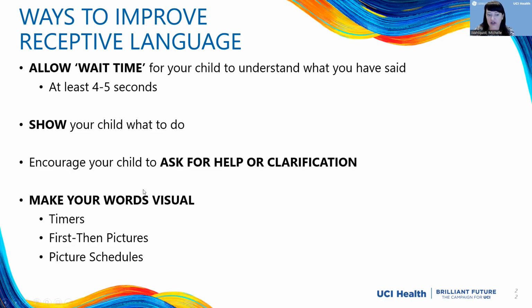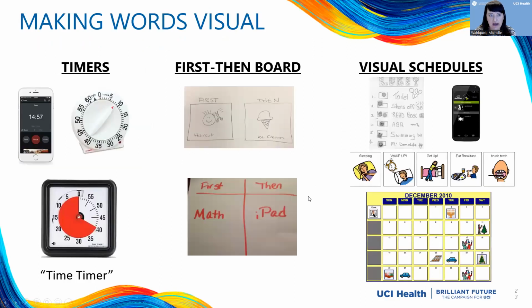We also want to make our words visual. So using timers, using first then pictures or picture schedules is a great way to do that. Here's some examples of how you can make your words visual. So if you say dinner's in 5 minutes, a child with autism is going to think that means dinner is never, right? What is 5 minutes? I have no idea what 5 minutes is, but if you show me what 5 minutes is on a timer, then I have a better idea of what you're talking about and less likely to have a tantrum.